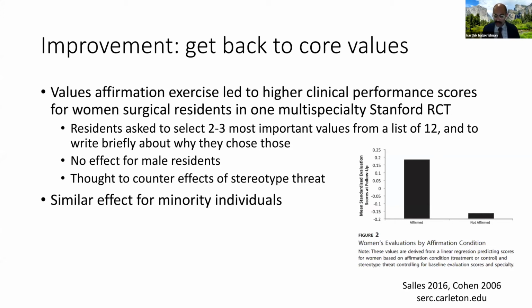In the experimental and control groups, the ones who did the intervention and who didn't, there was no difference in male residents in how their surgical skills or surgical performance was scored. But in women, you can see in this graph here, that in the experimental group, their scores were significantly higher. And the idea was that this was thought to counter the effects of stereotype threat by reminding these surgeons why they were there. And other studies have shown similar effects for minority individuals.